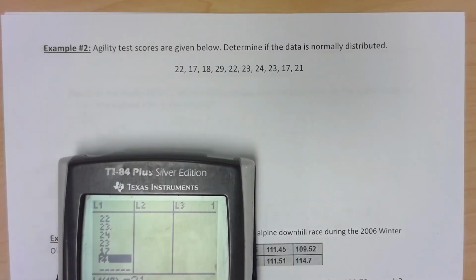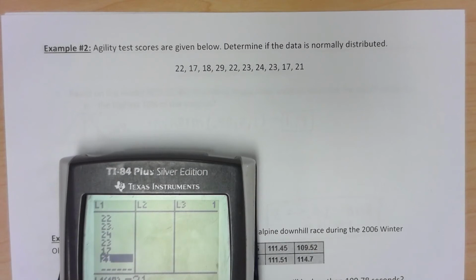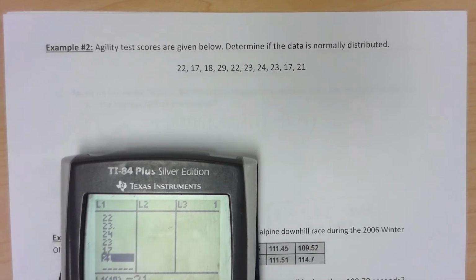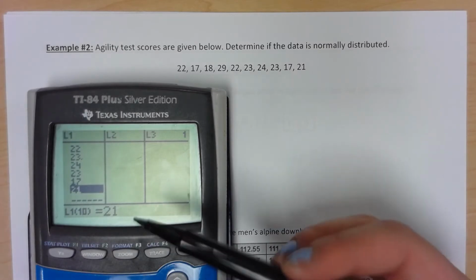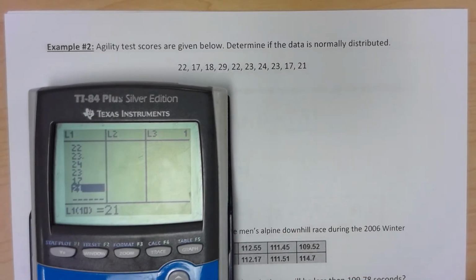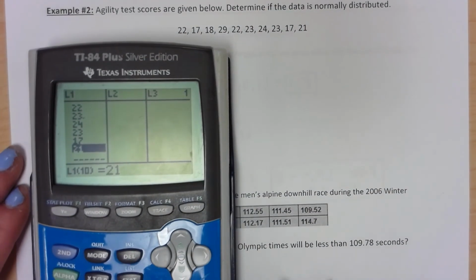So on this example here, agility test scores were given. We want to determine if the data is normally distributed. So the first thing that we'll do is type our data into our L1, and then we want to create either a histogram or a normal probability plot. I'm going to show you how to do both of those.